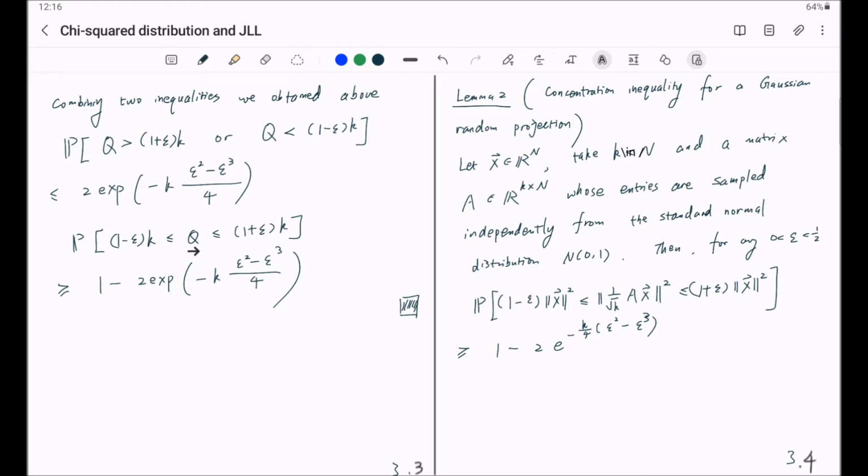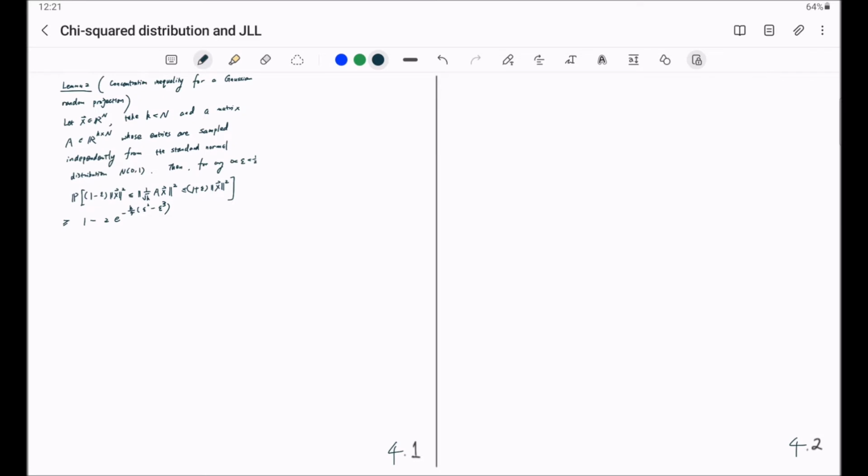Actually, the chi-square distribution is defined through normal distributions, so you can try to prove this by yourself as an exercise. But I will show you the proof anyway. Here, norms are all Euclidean 2-norms, but I will choose to omit those subscripts. Okay, now let's prove this.